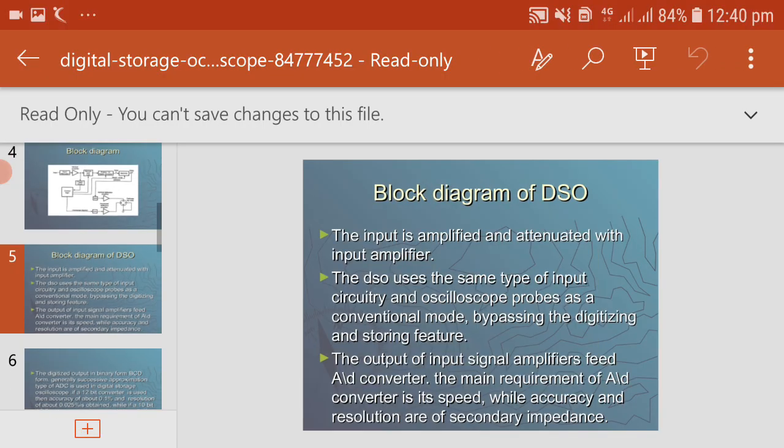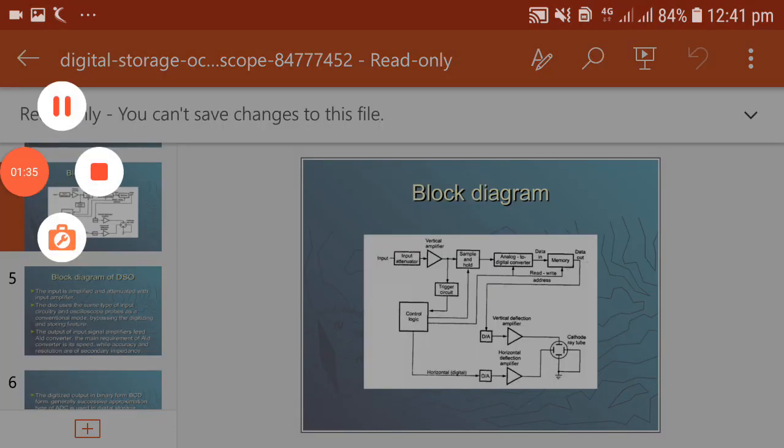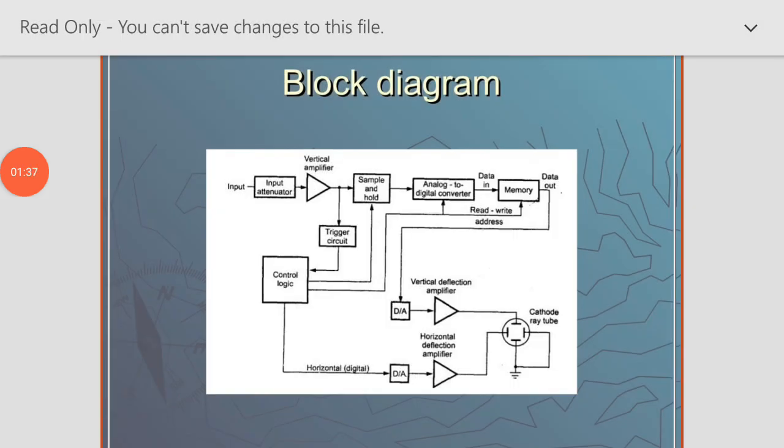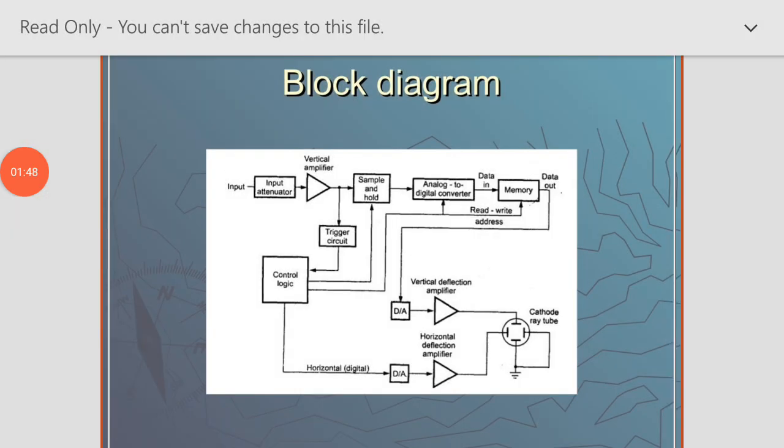Here is the block diagram of DSO. The DSO consists of an input attenuator. The input is given to the input attenuator. Output of the input attenuator is given to the vertical amplifier. Output of the vertical amplifier goes to the sample and hold circuit. The sample and hold circuit output is given to the analog to digital converter. The output of ADC is given to the memory.